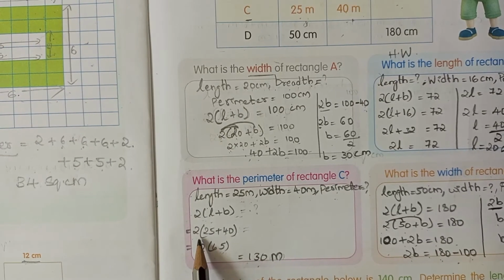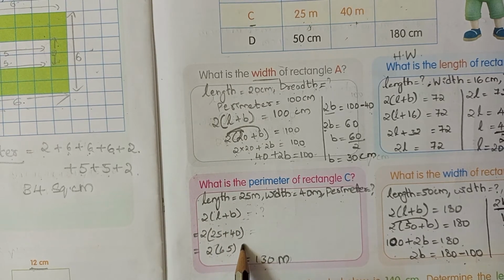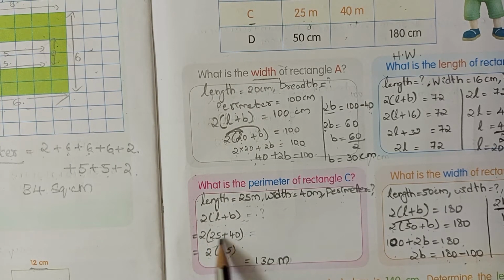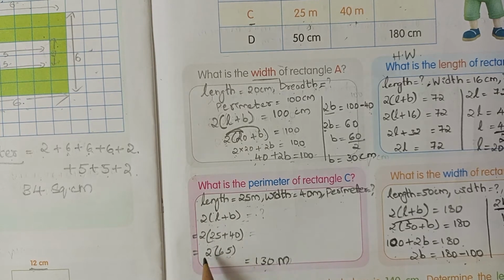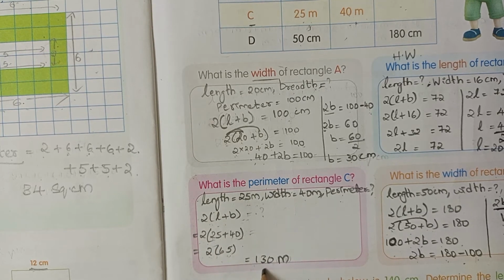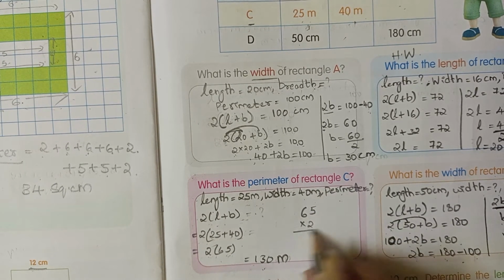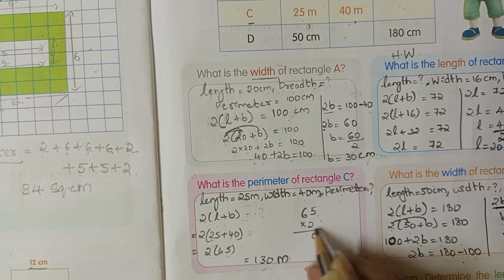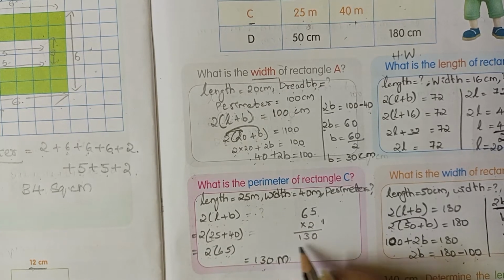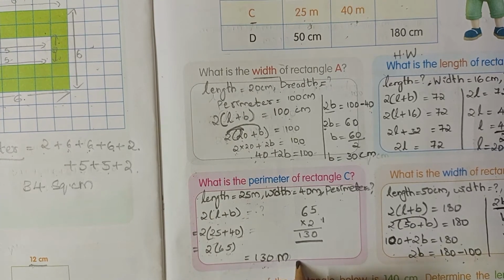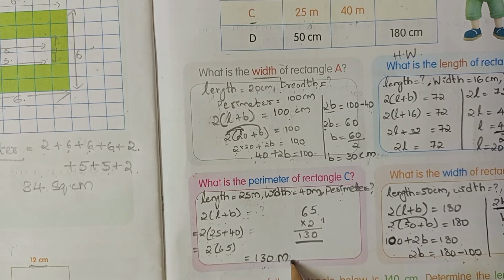So see here, L means 25, B means 40. So we have to add the numbers. 25 plus 40 is 65. 2 into 65 is 130. See here, 65 into 2. 5 2s are 10, 1 carry. 2 6s are 12, 12 plus 1, 13. So 130 meters. Perimeter of the particular rectangle C is 130 meters.